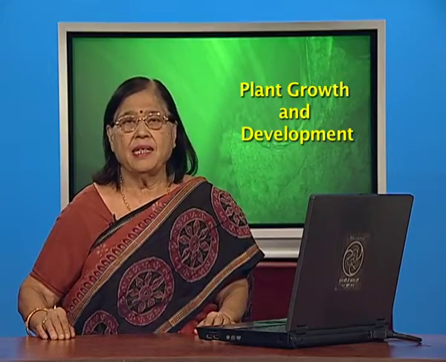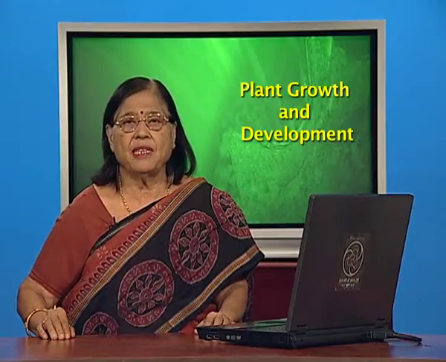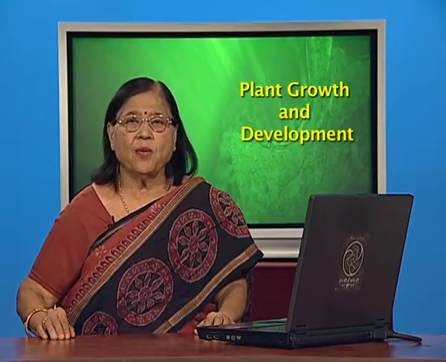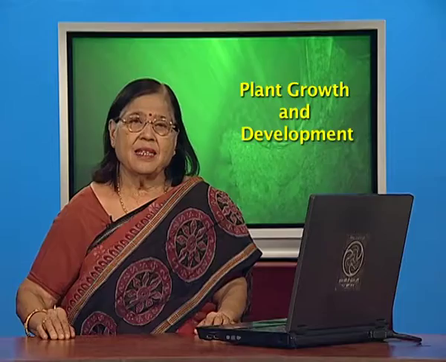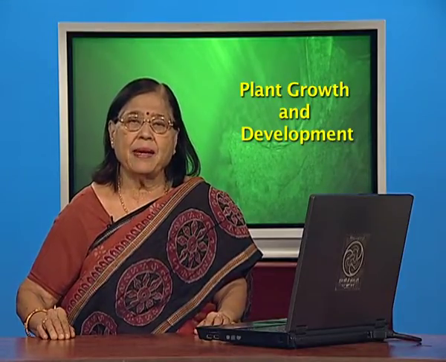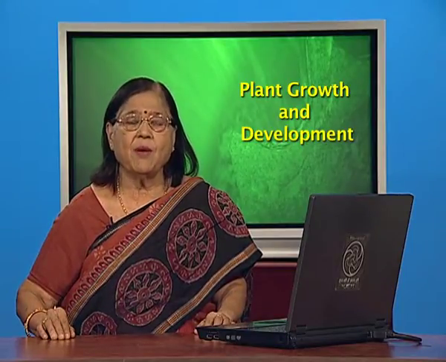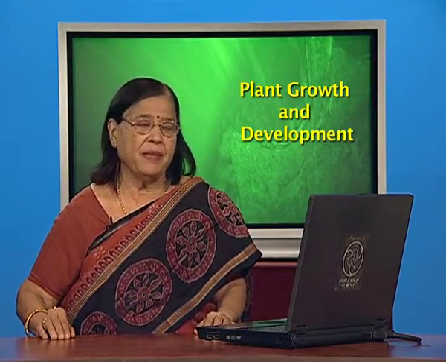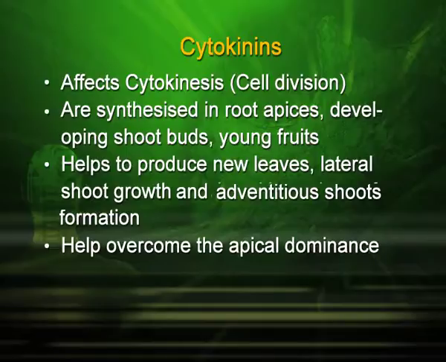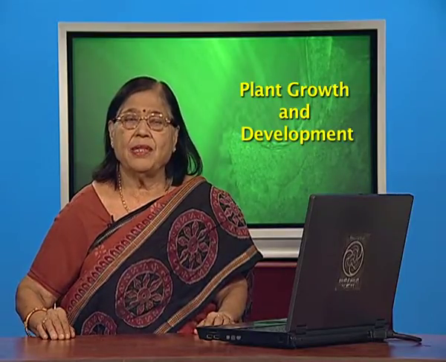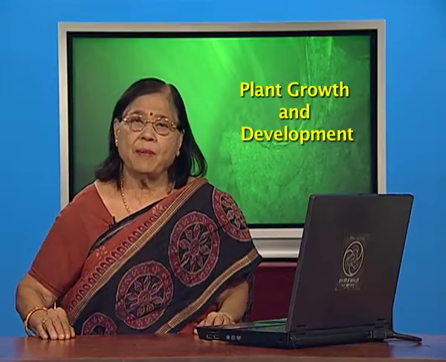It is very natural that wherever growth is taking place, cell division is taking place, and at those points cytokinin has to be present. It helps to produce new leaves, again growth. Lateral shoots, I told you, if you pluck the apical portion, lateral shoots will come out, again growth is required. So, cytokinin will be there, and adventitious root formation, that is growth in the root area. It also helps to overcome the apical dominance. Children, you already know apical dominance, and it is overcome by cytokinins.